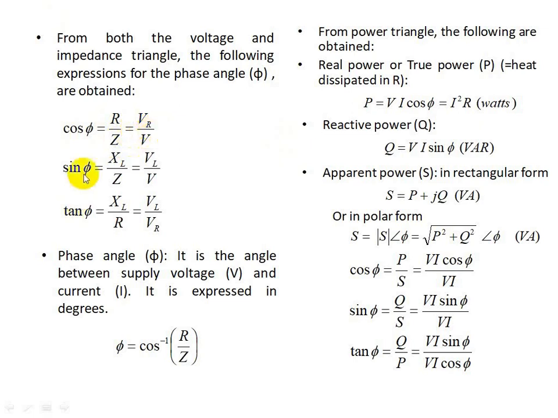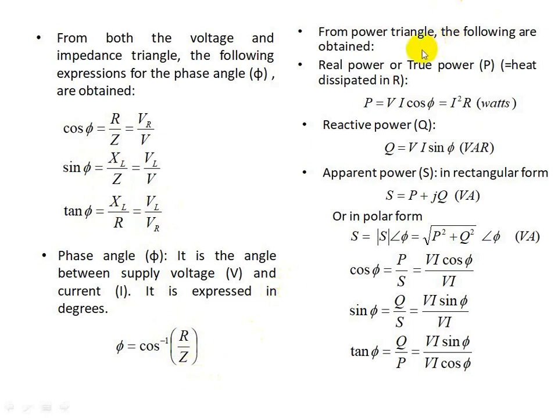Similarly, sin phi from the impedance triangle, we can write it as opposite side by hypotenuse, that is XL by Z. From the voltage triangle, we can write it as VL by V. Tan phi is opposite side by adjacent side, XL by R. From the voltage triangle, VL by VR. And the phase angle, for example, if you know cos phi equal to R by Z, so you can find phi as cos inverse of R by Z, where R is the resistance, Z is the total impedance of the circuit, consider only the magnitude.